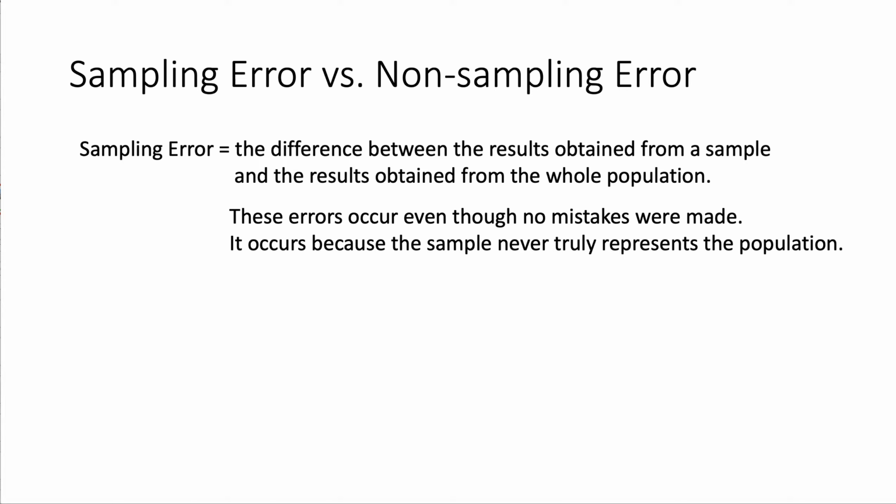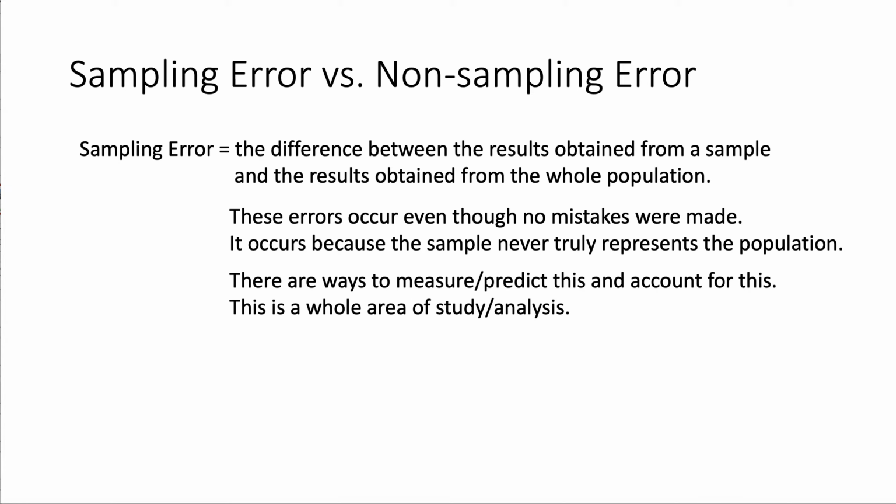It's never truly representative. So there are ways of predicting for this and accounting for this, and that's a whole area of statistics that's really interesting but quite complicated, so I'm not going to get into it here. But that's sampling error, all right? The difference between your sample results and the overall real results of the whole population.